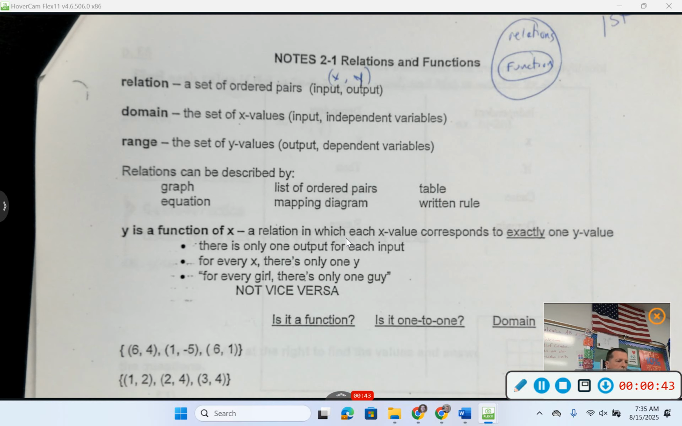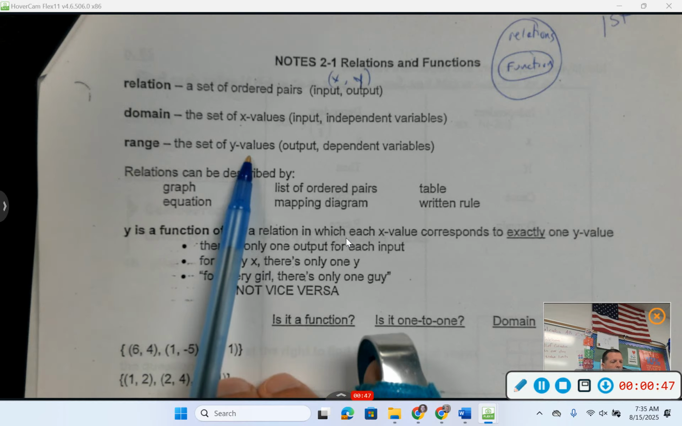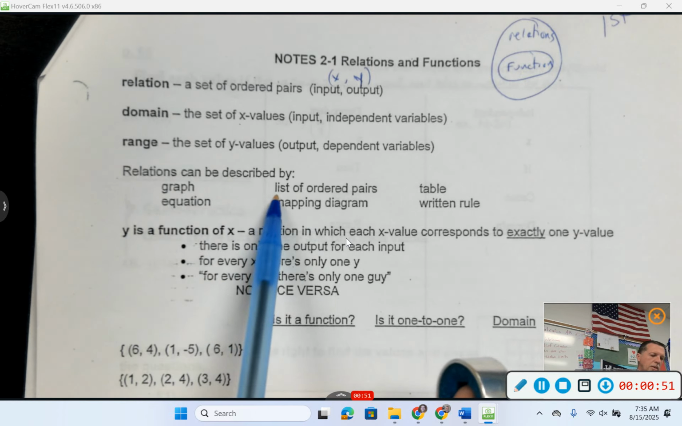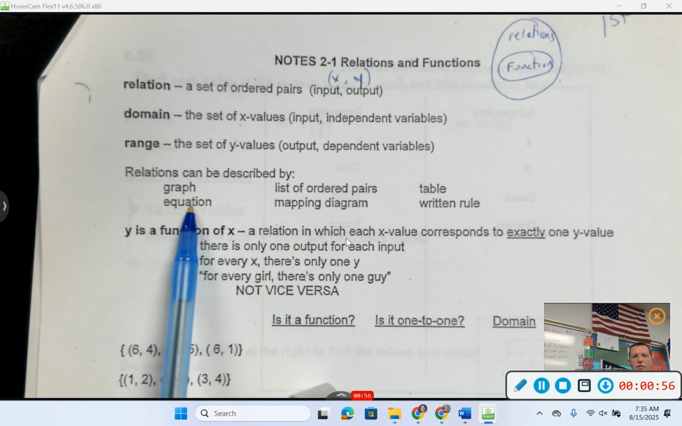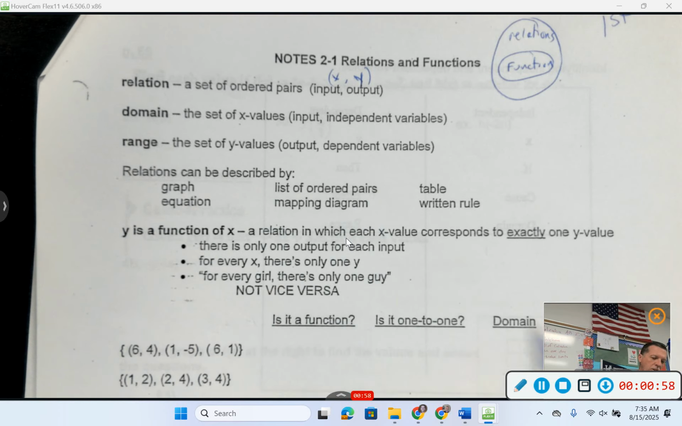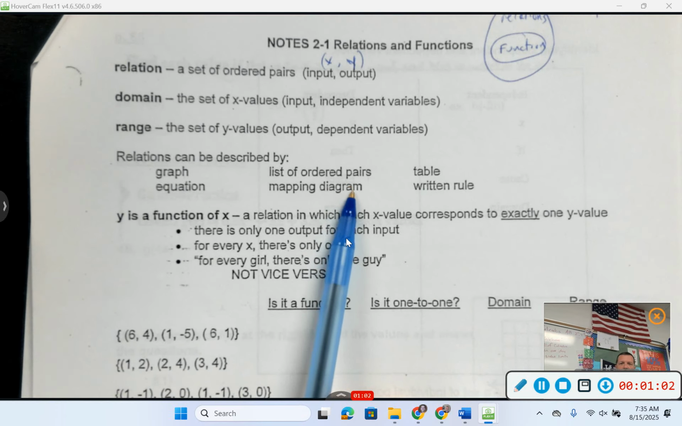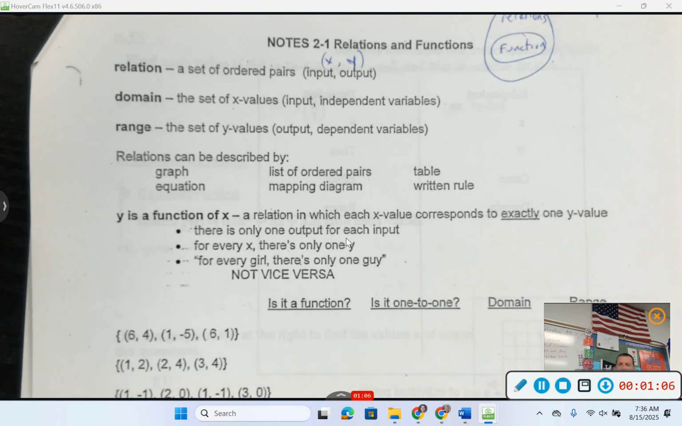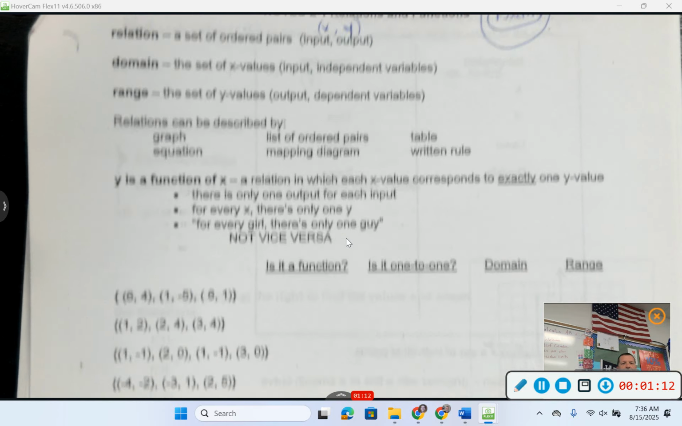Domain and range we talked about yesterday. That's the x's for the domain, the y's for the range. Relations can be described by, so you're familiar with all these things: graphs, equations, a list of ordered pairs. Mapping diagram you've probably seen, although you may not know that's what it's called. A table you've certainly seen. And a written rule, something in words, like y is twice x or something like that. We don't see the written rule very often.